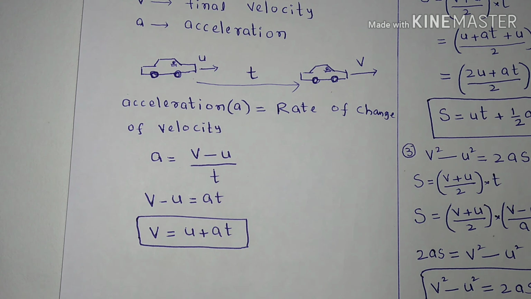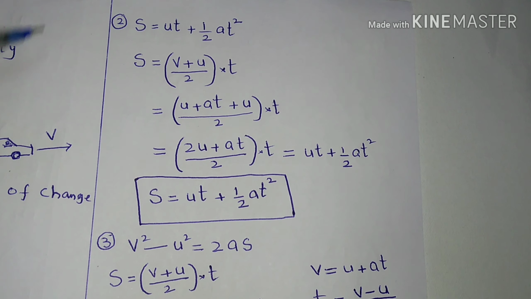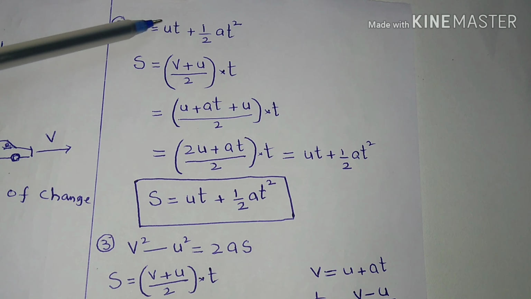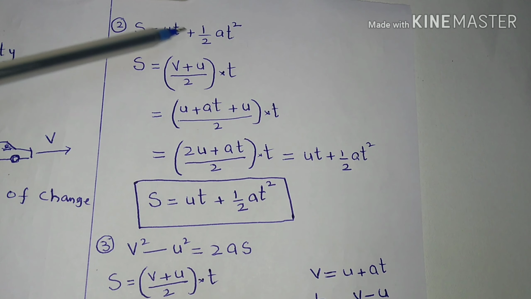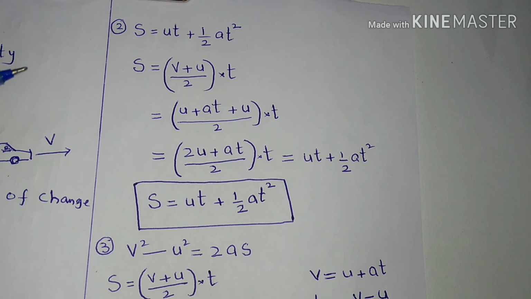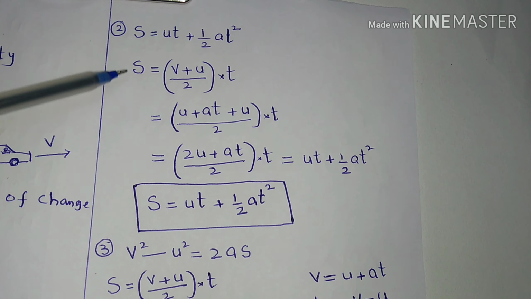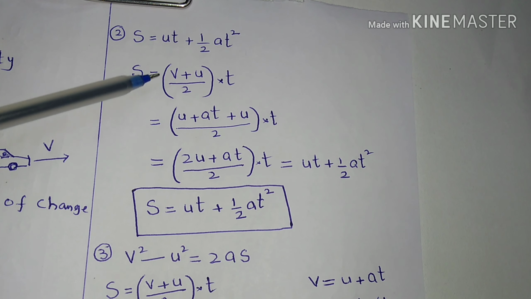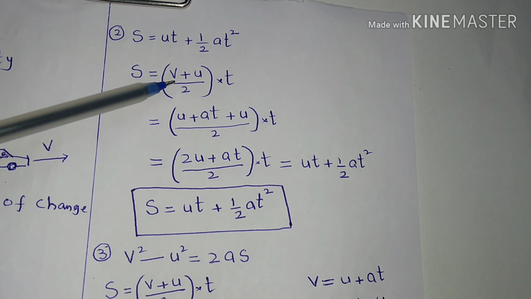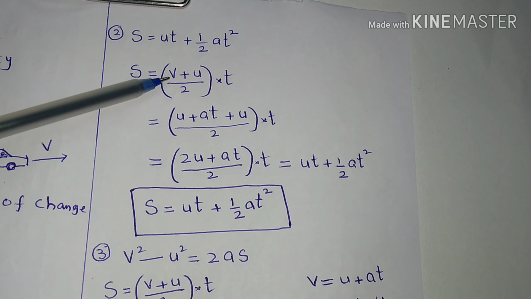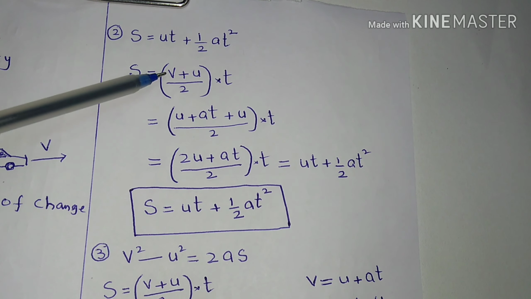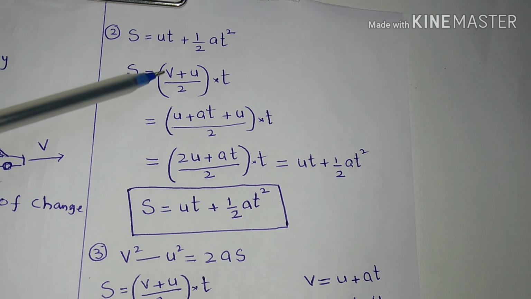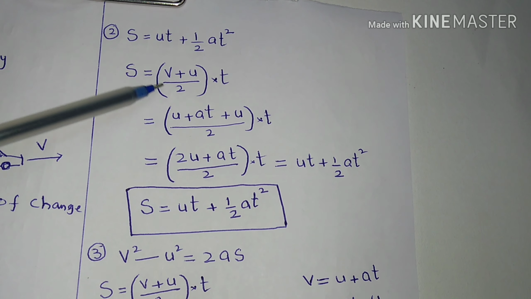Okay? This second one, S is equal to ut plus half at square. U is initial velocity, t is time, a is acceleration. How we will derive this? Very simple. Displacement is equal to average velocity into time t. Average velocity is, with initial velocity u and final velocity v with constant acceleration, simply the average you take, v plus u divided by 2. This is average velocity into time t. So this is valid for constant acceleration only.